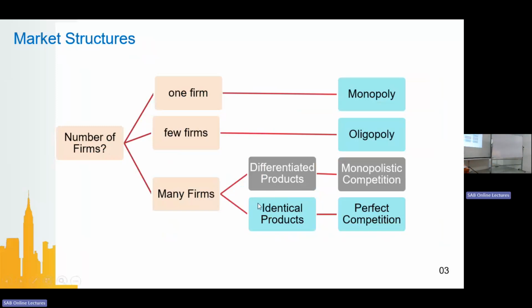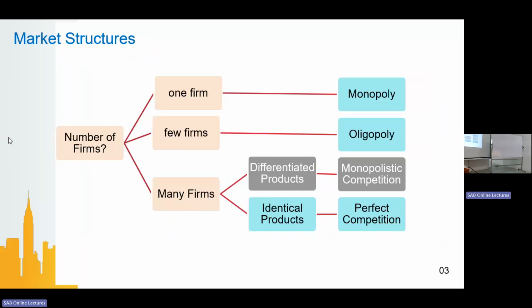Okay. Depending on the number of firms, we can categorize market structures. Number of firms is not the only base on which we categorize market structures. It's only one characteristic based on which we categorize market structures. There are few other characteristics as well.